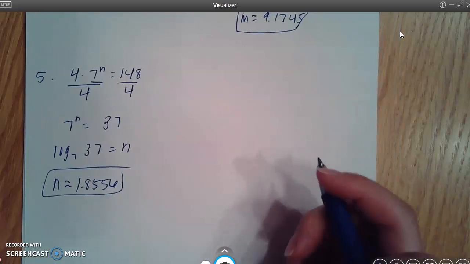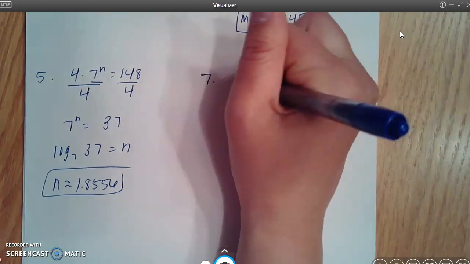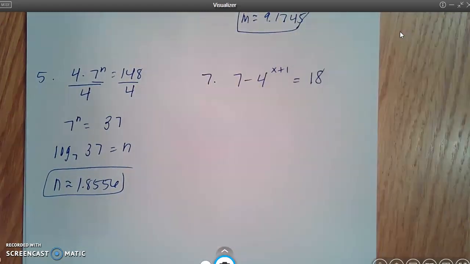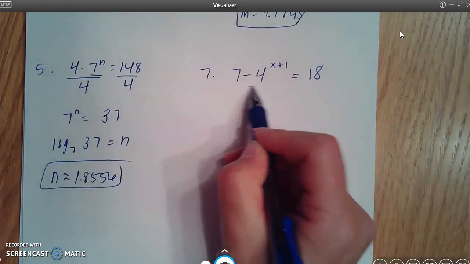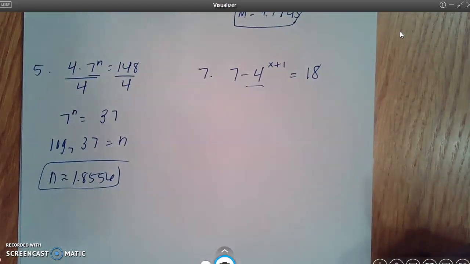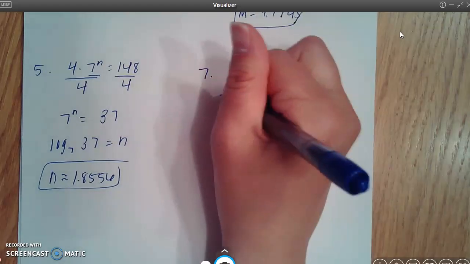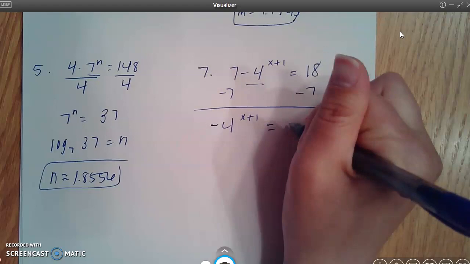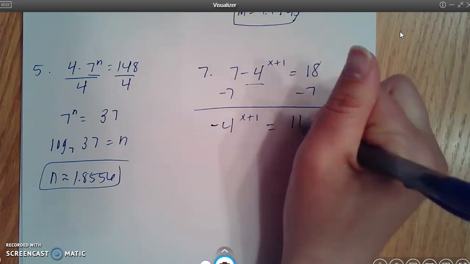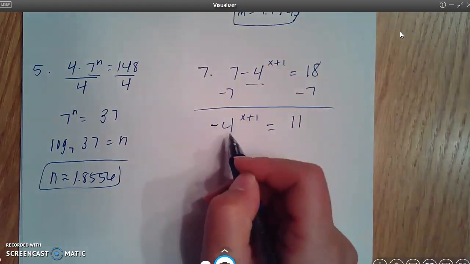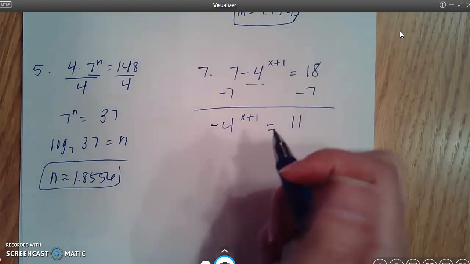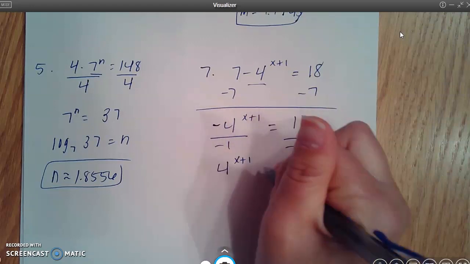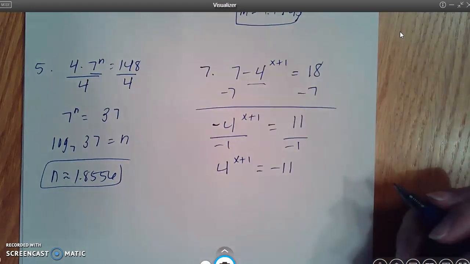Okay, so if we were to look at number 7, we have 7 minus 4 to the x plus 1 is equal to 18. I need to get this 4 that's being raised to the x plus 1 by itself. So to get rid of this positive 7, I'm going to subtract 7. And you get negative 4 to the x plus 1 is equal to, what is that, 11. I need this to still be a positive because you can't take a log of a negative. So we're going to divide everything by negative 1, and you're going to get 4 to the x plus 1 is equal to negative 11.